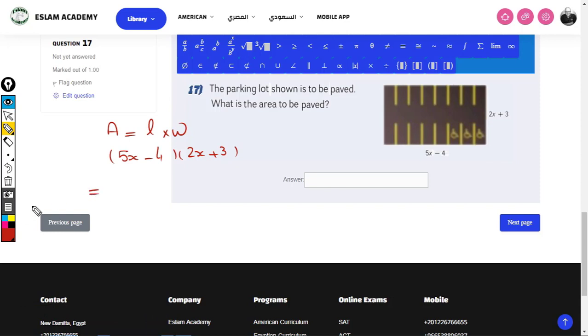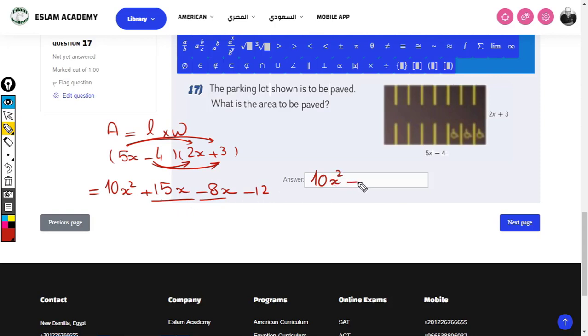Now just multiply them. 5x multiplied by 2x will be 10x to the power 2. 5x times 3 will be equal to 15x. Negative 4 multiplied by 2x will be negative 8x. Negative 4 times 3 equals negative 12. Now we have like terms. So we have 10x to the power 2, 15 minus 8 equals positive 7x, and just write negative 12.